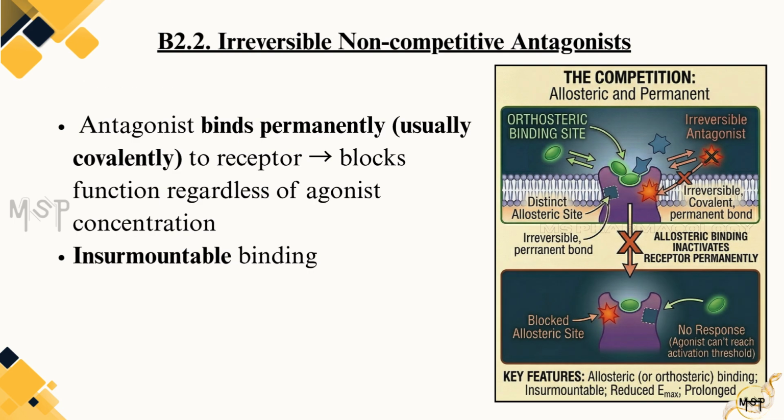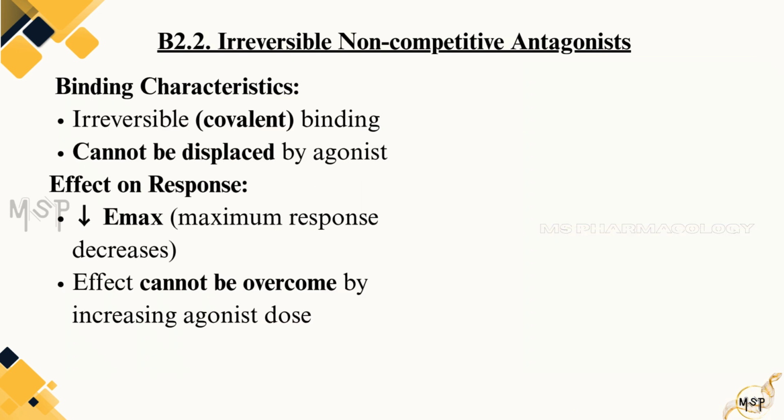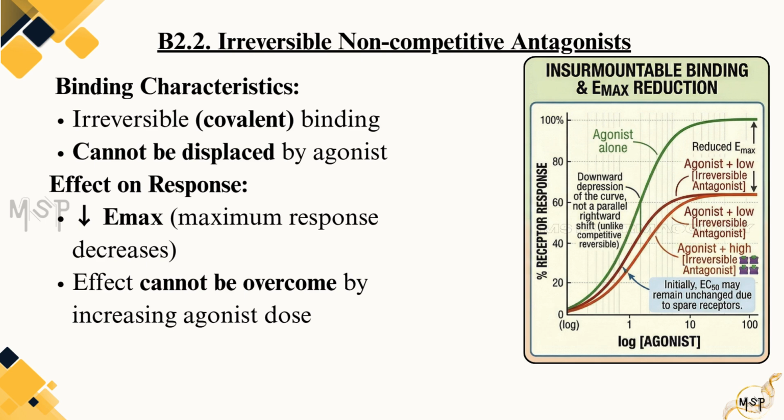Now, let's move to irreversible non-competitive antagonism. It refers to a type of drug action in which an antagonist binds permanently to a receptor and blocks its function, regardless of the amount of agonist present. This binding is usually covalent, meaning the antagonist attaches very strongly and does not dissociate from the receptor. As a result, the receptor becomes permanently inactivated. As a result, increasing the concentration of an agonist cannot overcome the blockade.